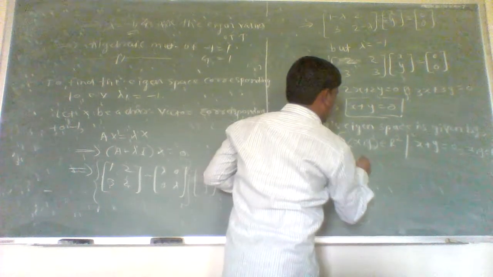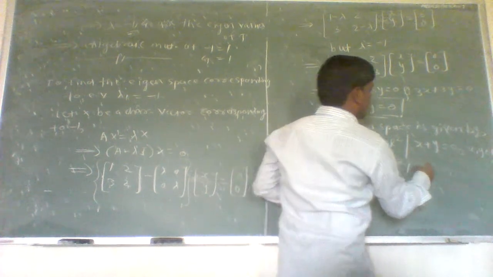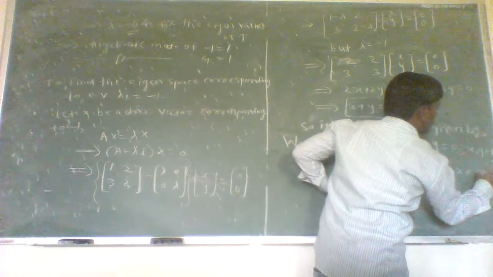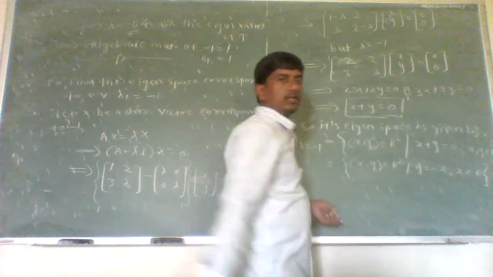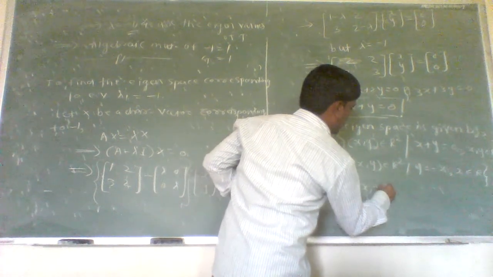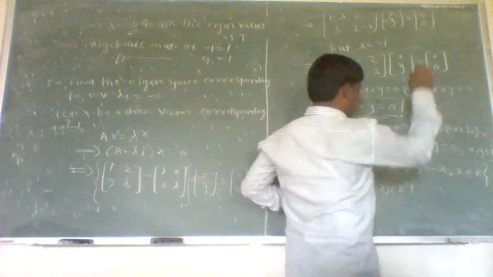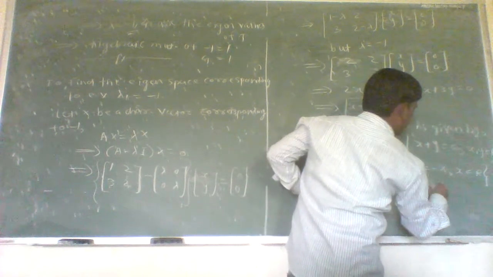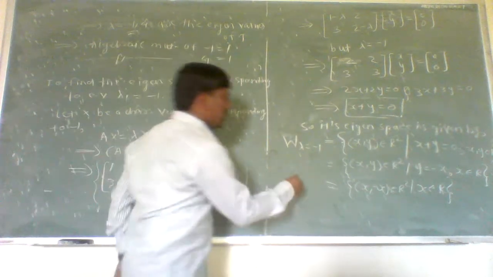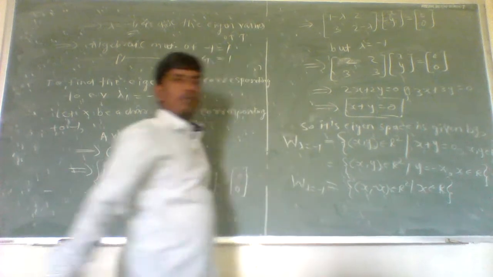So it is the set of x, y belonging to R2 such that y is nothing but minus x, whenever x belongs to R. So this is actually the set of x comma minus x belonging to R2 such that x is nonzero. Now this is the eigenspace corresponding to eigenvalue minus 1.